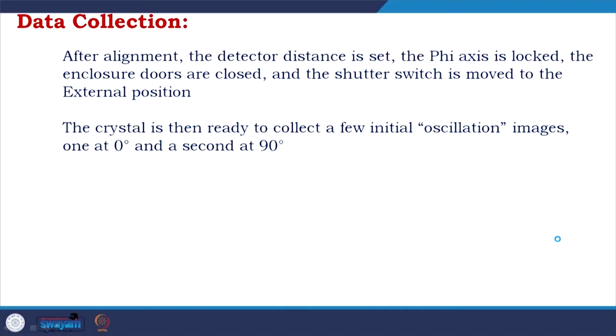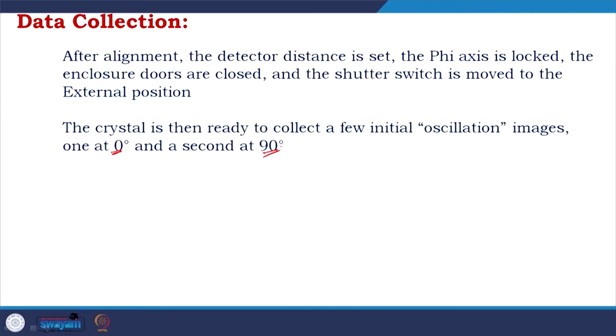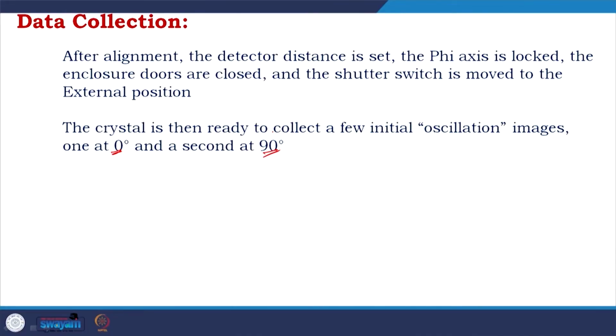The crystal is then ready to collect a few initial oscillation images, one at 0 degree and a second at 90 degree. So, when we start data collection, we do not just go and do the data collection. If you remember, generally it takes 2-3 days. So, before you spend 2-3 days and that much X-ray power consumption, you have to make sure that the crystal you are diffracting is going to give you good data. How do you ensure that? We collect 0 degree, 90 degree, and that also helps us decide how much exposure time to give.